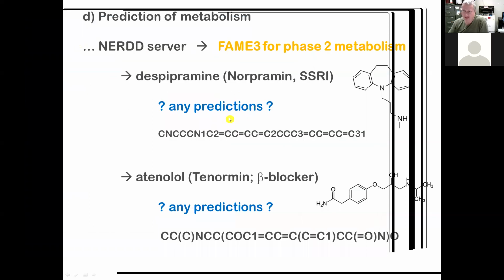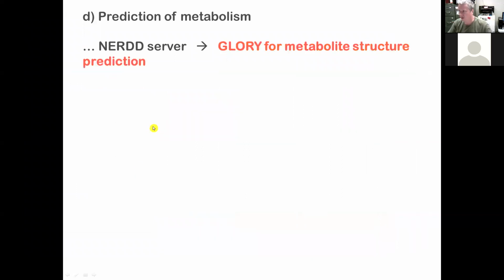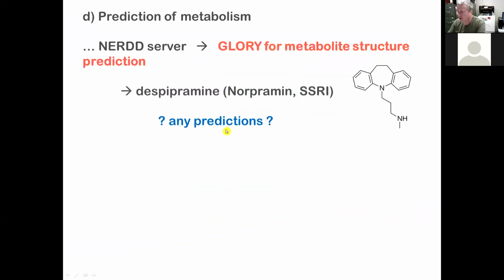Let's see if we can actually predict metabolite structure, which is definitely another cool thing to do. We're going to try the Glory tool for this. Okay, so Decorramine. What type of metabolism would we suggest? We already predicted the site of maybe the carbon and the nitrogen. So what might the products look like after phase 1 metabolism? What's it going to look like?